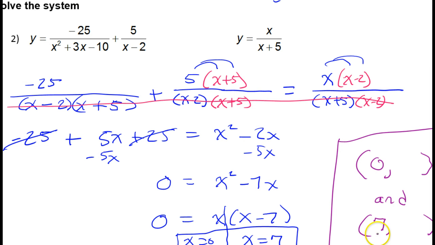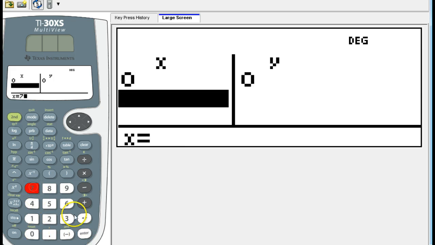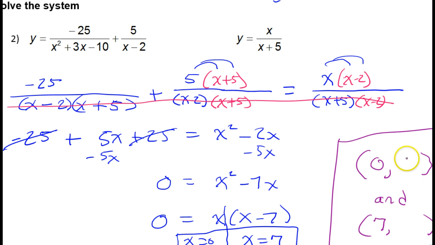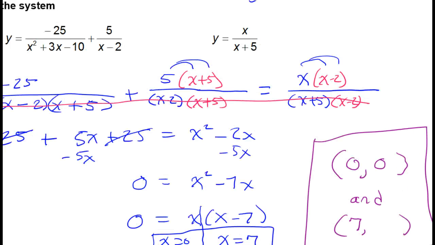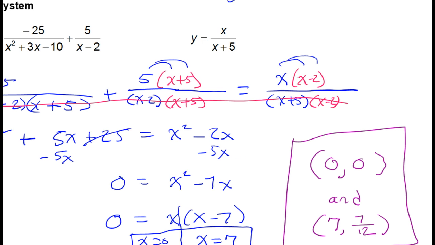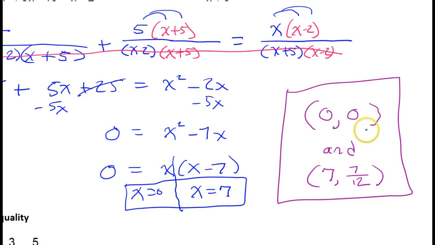So I have 0 and 7. I'm going to type in 0, and I'm going to type in 7. So 0 comma 0, and 7 comma 7 twelfths. And that is how you do that.